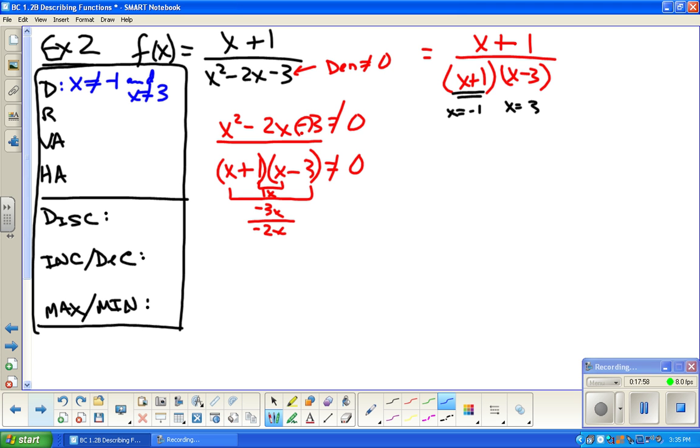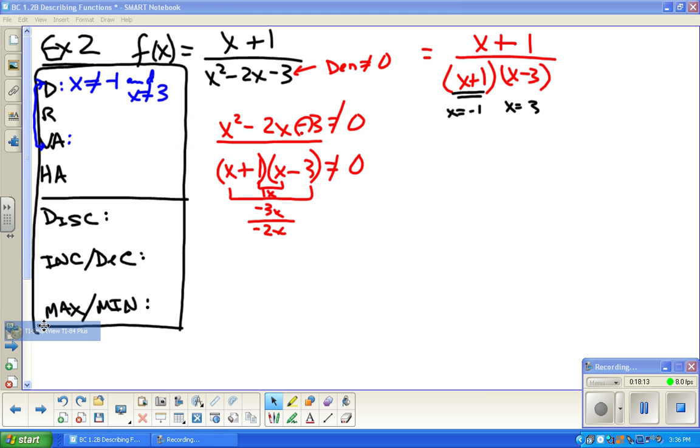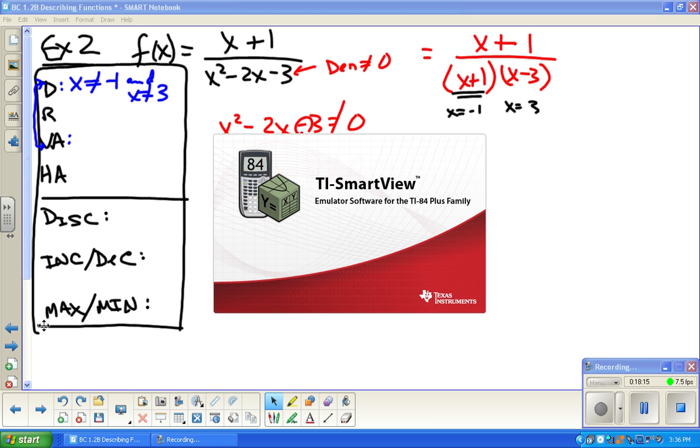Okay. All right. Now, I mentioned a big stink about these two being connected to each other. Domain and vertical asymptotes are connected to each other. Well, there's a little bit of an issue, though. If I look at the graph of this thing, and I should have opened this up before, if I look at the graph of this thing, we're not going to see two vertical asymptotes for this.